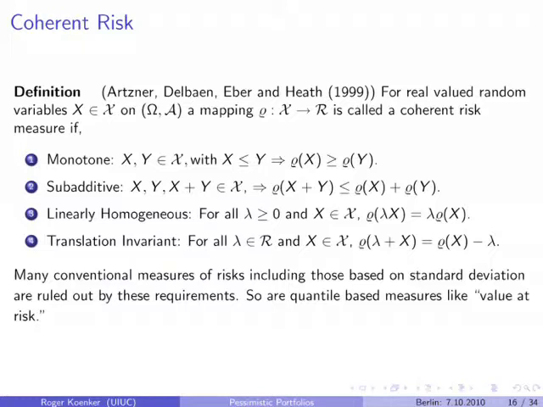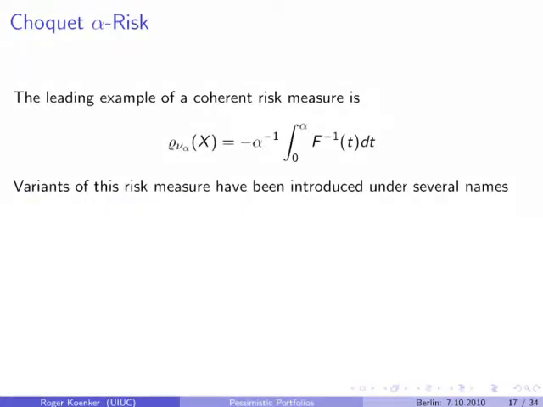Then the question is, so what's left? And what's left is our old friend, the simple Choquet measure of risk, or at least it appears as a slightly modified version in which we no longer have a utility function, but we only have this simple integration of outcomes over the worst alpha proportion of events.